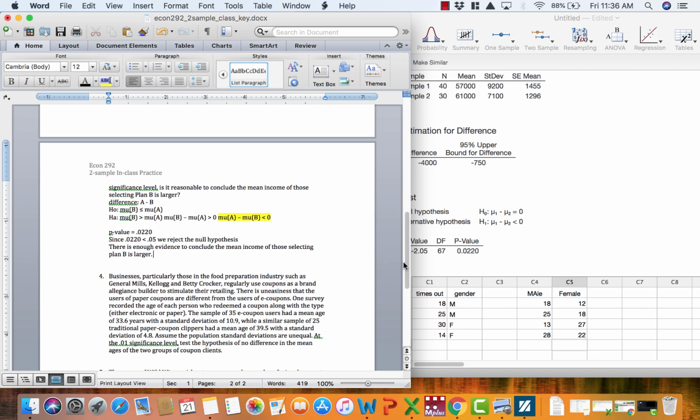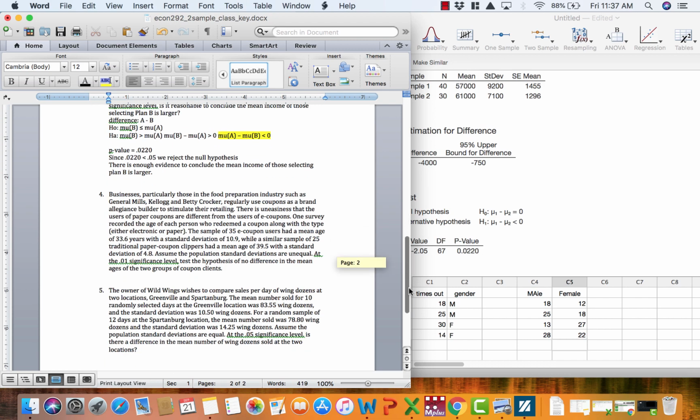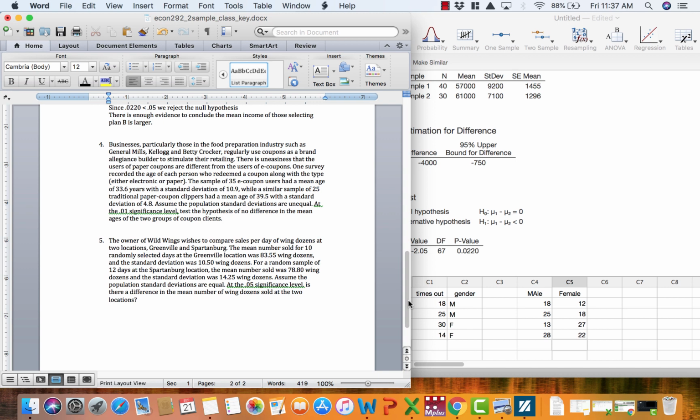All right. What if you had said there is enough evidence to conclude the mean income of those selecting Plan A is smaller? That is perfectly fine. Okay, same thing. All right, let's look at number 4.